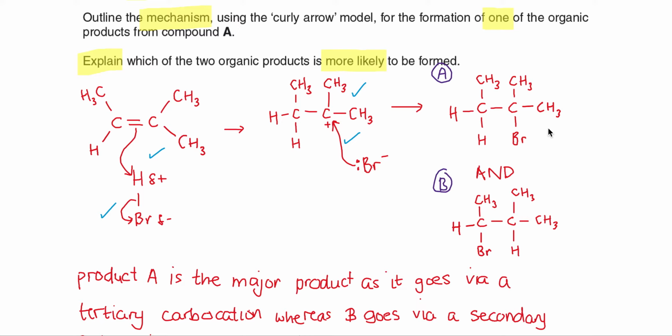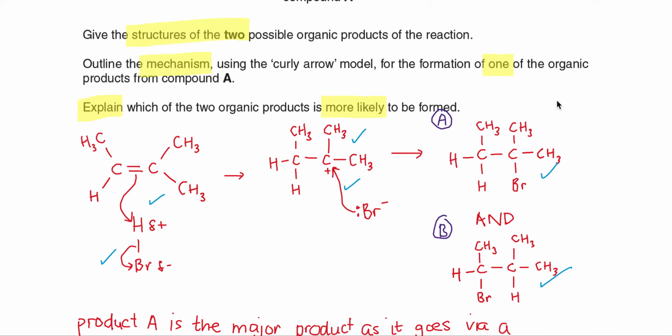You then get a mark for the correct products. So one product is the one where the hydrogen's on this carbon and the bromine's on this one, and the other one is where the bromine's on this one and the hydrogen's on this one. So 2 possible marks here for the correct structure of the products. You could have drawn the products as the structural formula, as the displayed formula, or as a skeletal formula. As long as it's the correct product, that's fine. Okay, but molecular formula wouldn't work here because it's not showing the structure.